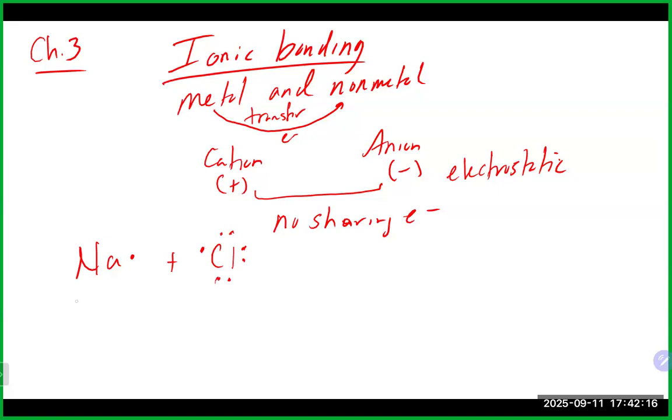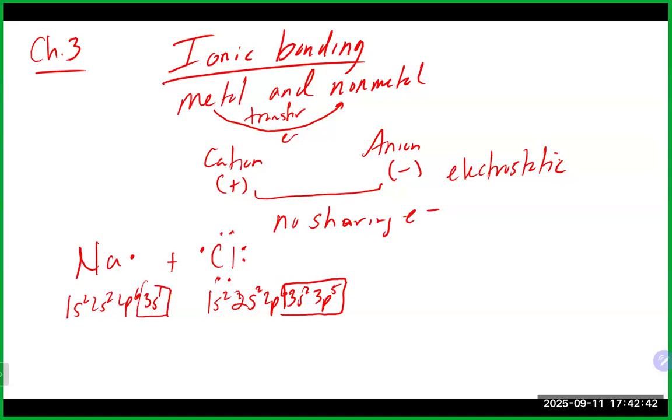Again, in terms of the electron configuration, 1s2, 2s2, 2p6, 3s1 for our sodium. Chlorine, being 17, is 1s2, 2s2, 2p6, 3s2, and 3p5, I think that should be. And again, these are the 7 valence electrons for chlorine. That is the 1 valence electron for sodium.